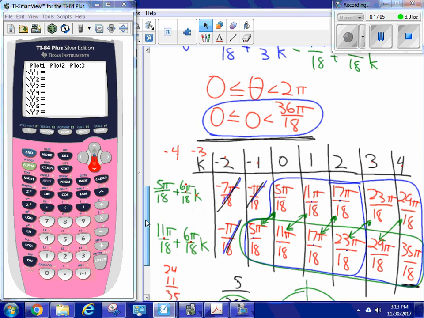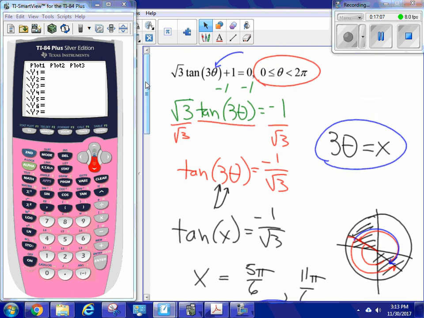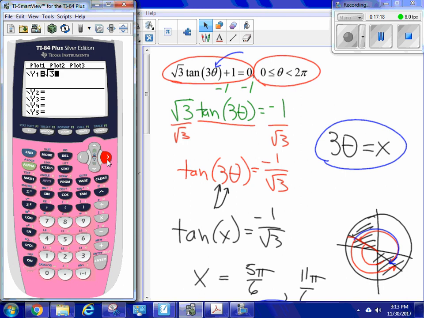So I'm going to come over to my calculator, and in the y equals, I'm going to enter my equation right here. So y equals radical 3 tangent 3x, and the calculator uses x as the variable. I close my parentheses, plus 1. So that's my y equals, and I want to find out if it's going to equal 0. So I have it in there, my y1.